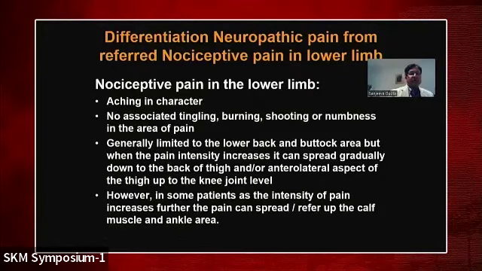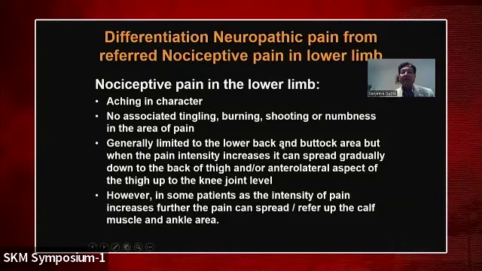Now, to substantiate what I've just told you, that it can be difficult to differentiate neuropathic pain from nociceptive pain in some patients, look at low back pain and lower limb radicular pain. Patients can have low back pain, and there could be referred pain in the lower limb up to the ankle area. How do you differentiate if it is neuropathic or nociceptive? Let me take nociceptive lower limb pain. The pain is generally aching in character. It is not associated with tingling, burning, shooting, or numbness in the area of the pain.